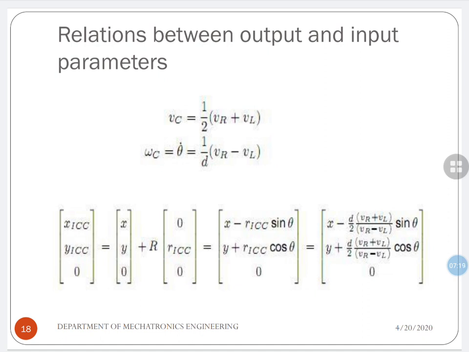So these are the xy coordinates which we measure according to the variable theta, the angle of rotation of the whole robot, or otherwise we can calculate the coordinates directly from the encoders.